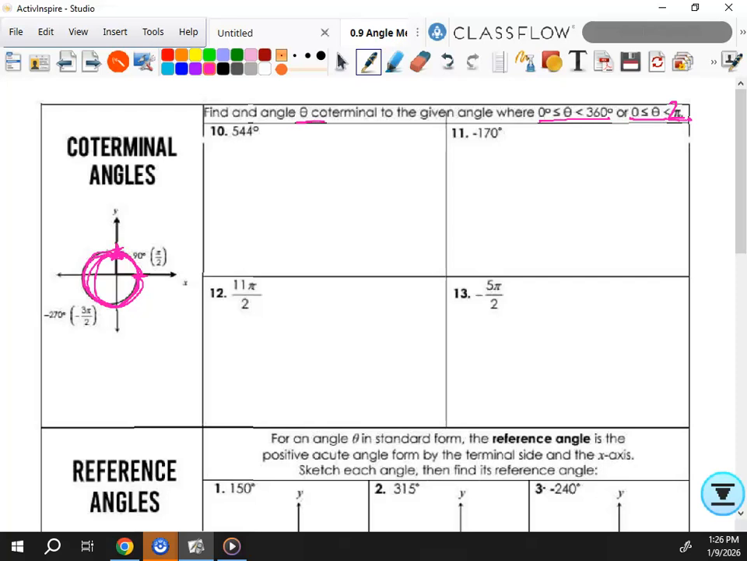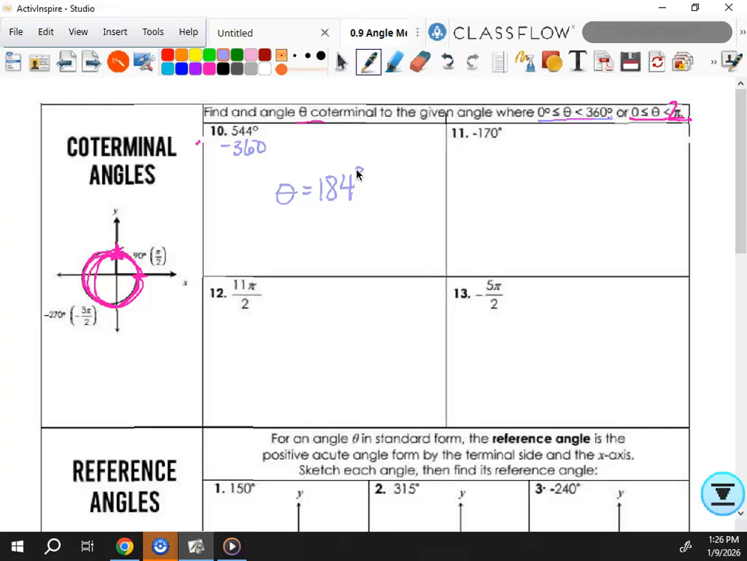So since it's one more rotation, if we're talking degrees, I'm either adding or subtracting 360 every single time, right? Because that's one rotation. Does that make sense to you? So if I'm already at 544 degrees and I need this to be between 0 and 360, I'm not going to add 360. But if I subtract 360, 544 degrees minus 360 gives you that theta is 184 degrees. So you can rotate 184 or you can rotate 544, you end up in the same spot. That's what coterminal means. The prefix co means with, and terminal meaning like you're terminating.